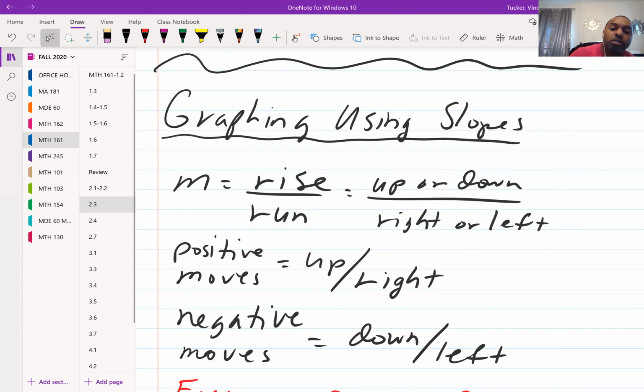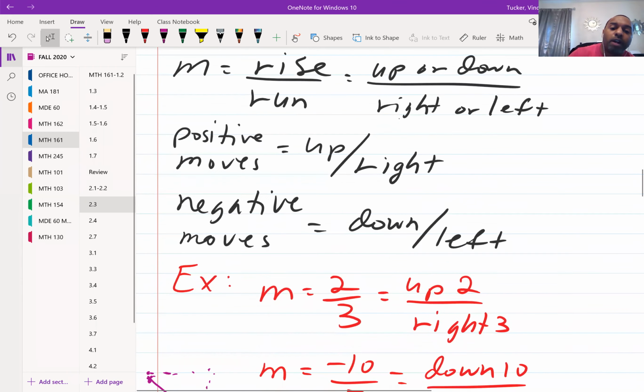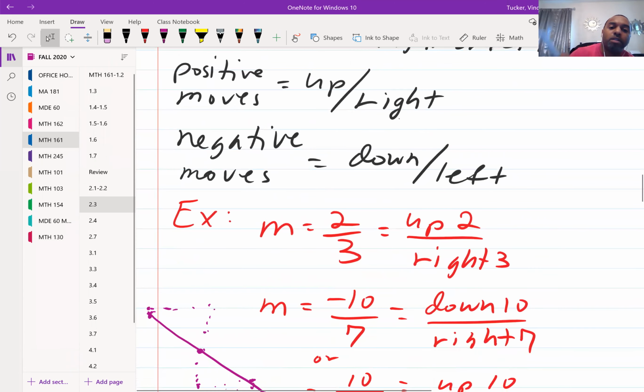All right. So, in other words, if I have the slope of 2/3, that's a positive 2 over a positive 3. So that means I will go up 2, right 3. Positive 2 over positive 3. Remember, your positive moves are up and right. So I'll go up 2, right 3.